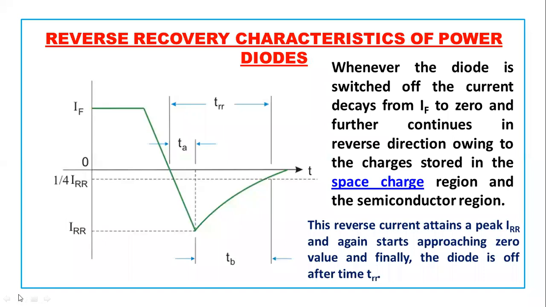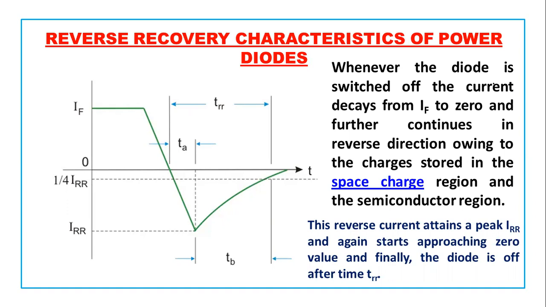So now let's see the last topic in this session, that is the reverse recovery characteristic, diode reverse recovery characteristic. Whenever the diode is switched off, the current decays from IF. So after the forward diode current decays to 0, the diode continues to conduct in the reverse direction. So why is it conducting? Because of the presence of stored charges in the depletion region and the semiconductor layers.